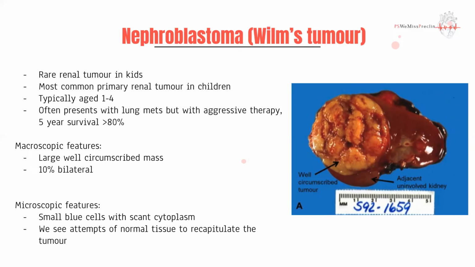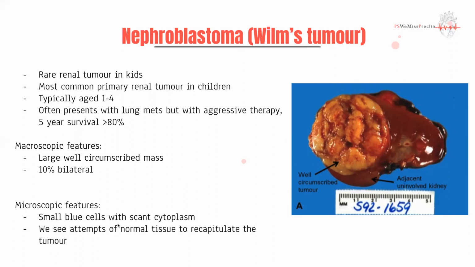And the interesting thing about nephroblastomas is that at diagnosis, most of them have mets to the lung, right? But the prognosis, usually with aggressive therapy, corresponds to a 5-year survival of usually above 80%. And that's incredible for a tumor that's presenting with lung mets, as you can imagine. For macroscopic features, it's usually a large, well-circumscribed mass. As you can see, it's circumscribed and has a clear boundary. And 10% of them present with bilateral lesions.